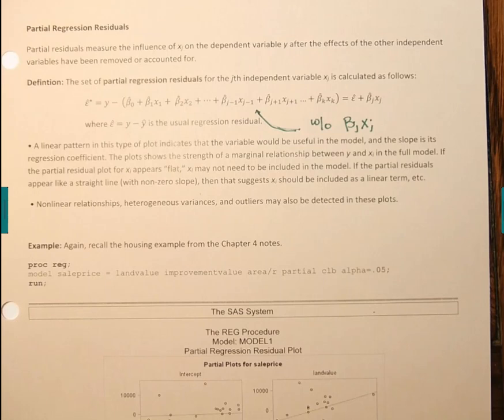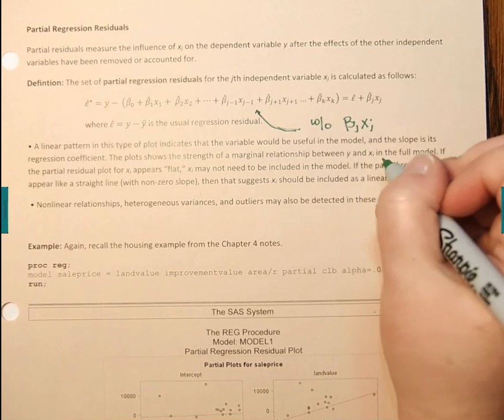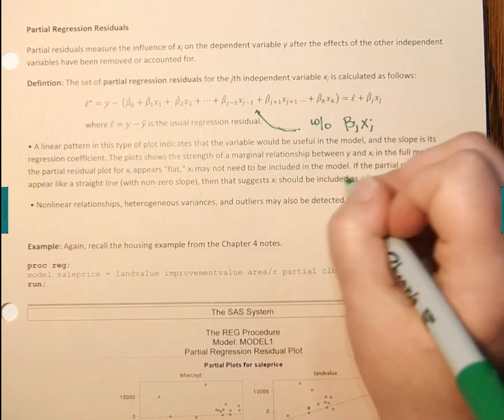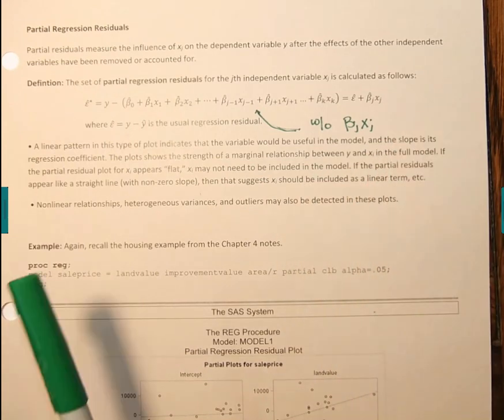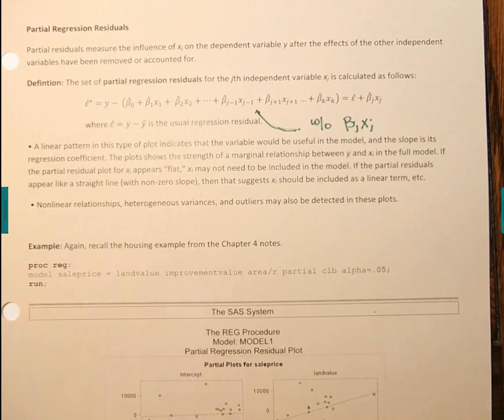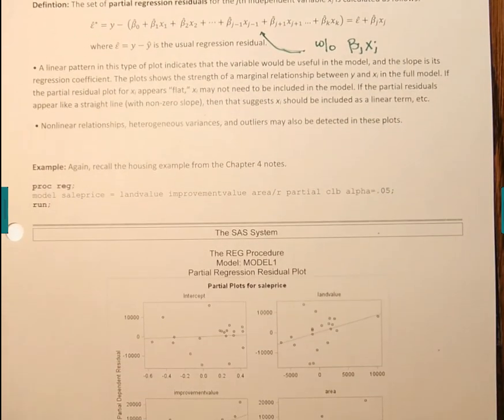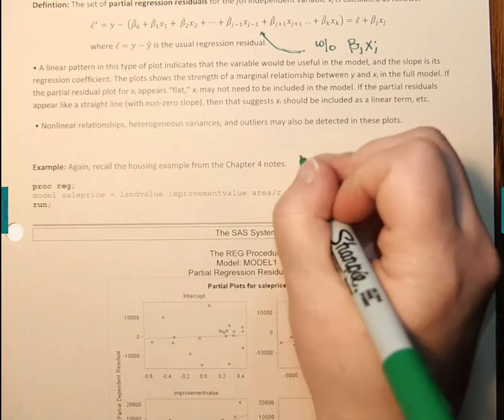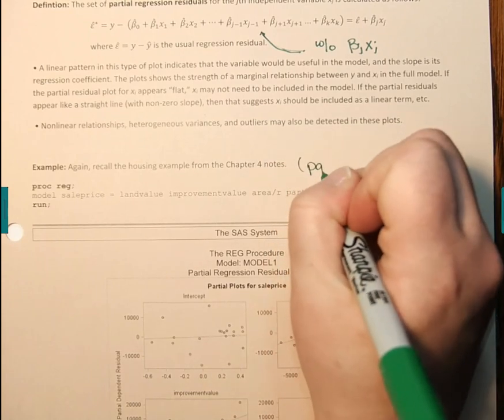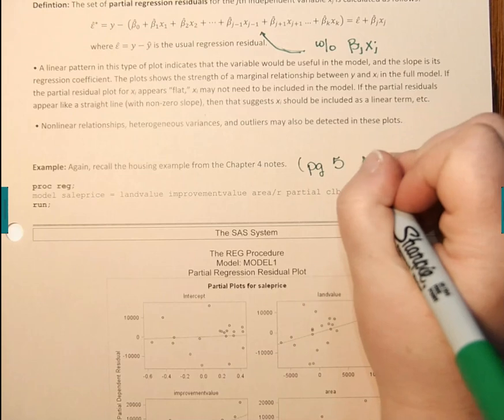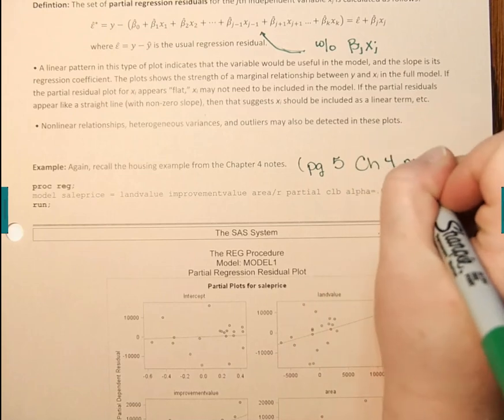Just so this matches the notation that we have up top, you could replace all of these i's in this paragraph with j's. Nonlinear relationships, heterogeneous variances, and outliers may also be detected in these types of plots. Again, we're going to recall that housing example from the chapter 4 notes. Just as a reminder, this is on page 5 of the chapter 4 notes.